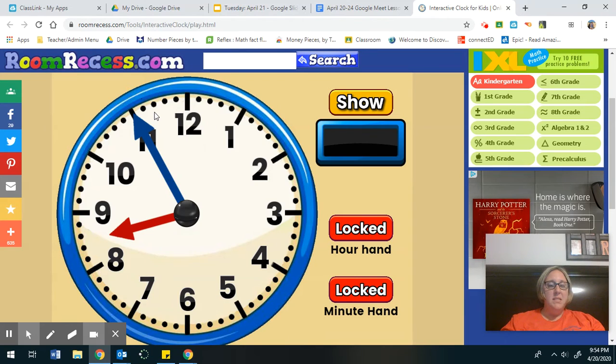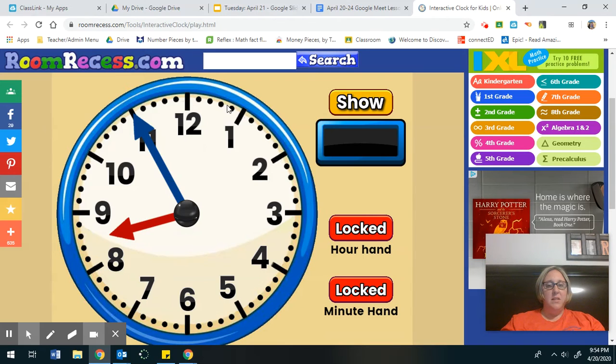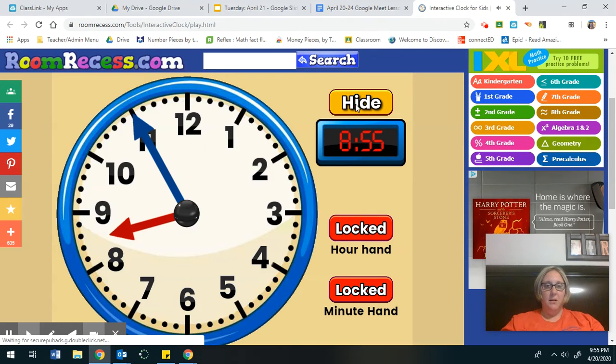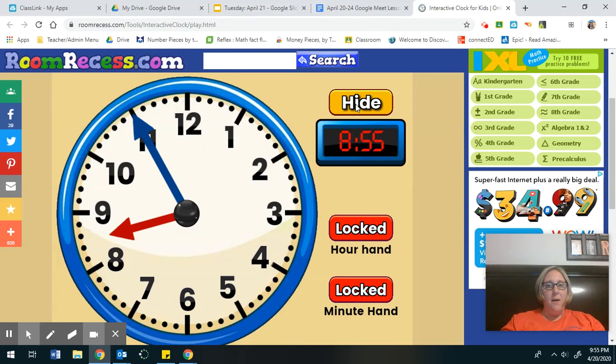To find the minutes, I count by fives. 12 is a new hour, so I start at 1 and I count by fives. 5, 10, 15, 20, 25, 30, 35, 40, 45, 50, 55. So the time on this clock must be 8:55. I was correct. Let's look at one more example.